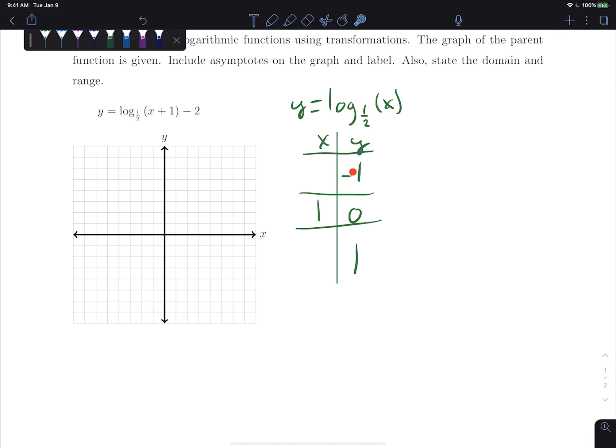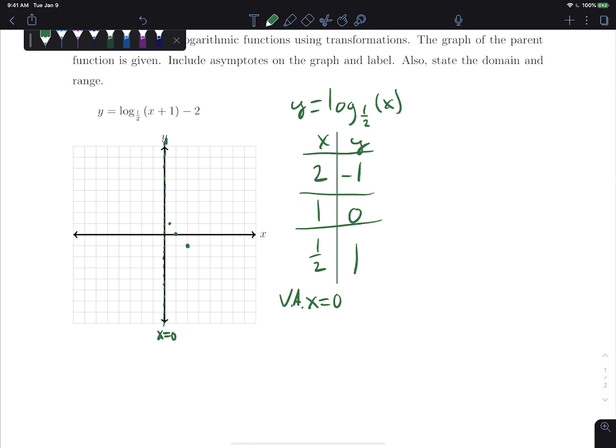Now the negative means I flip the base. 1/2 flipped is 2. 1 means I keep the base, which makes this 1/2. Good. Also, we have a vertical asymptote of x equals 0 for the parent function. So we're going to have the following. So x equals 0 there. We have 2, -1, 1, 0, 1/2, 1.